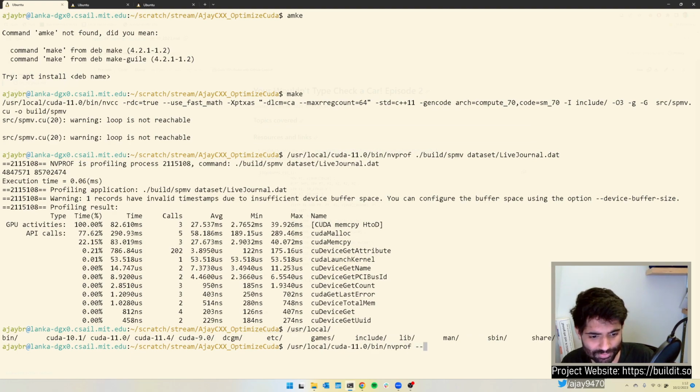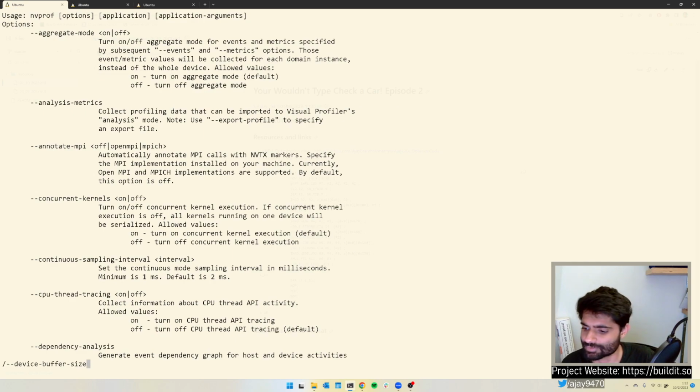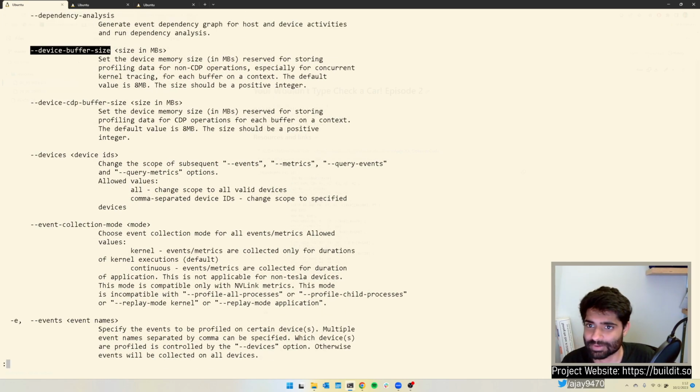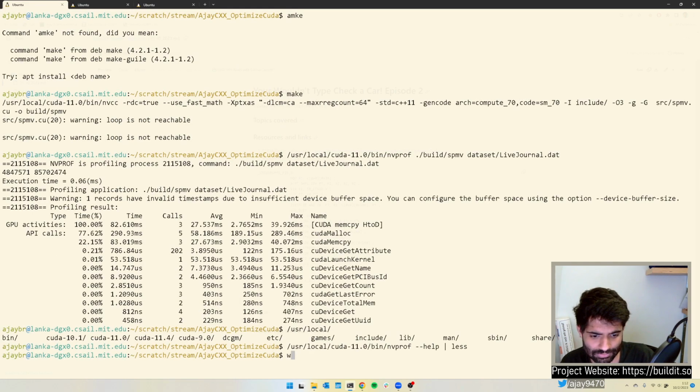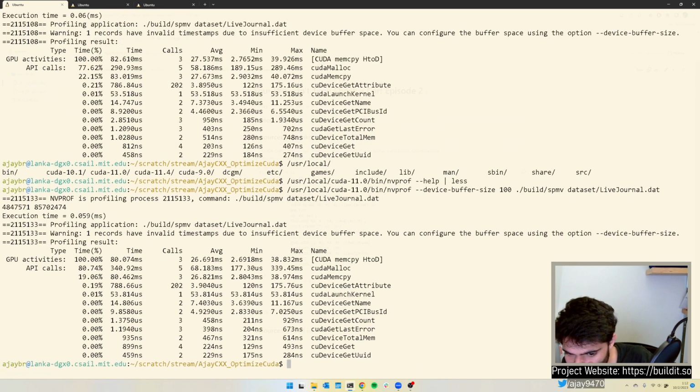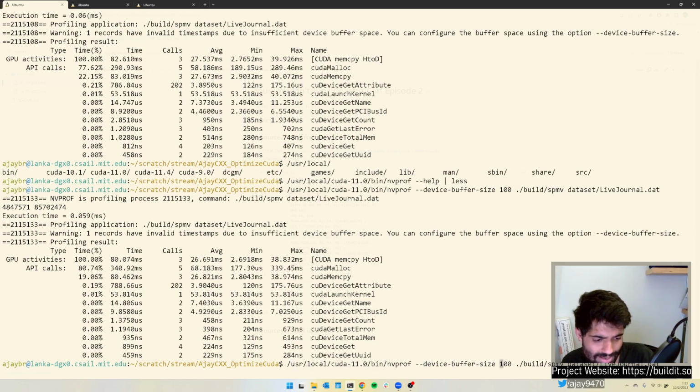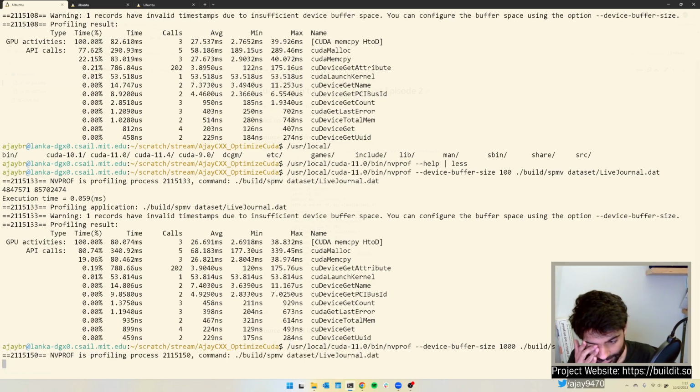This is probably a new CUDA version issue that I haven't seen before. Size in megabytes. Okay, the default value is 8 megabytes. It should be a positive integer. I'm going to do, let's say, 100 megabytes and see how that fixes it. No, it's still not enough. Let's do more. I have 32 gigabytes of memory, so that should be enough.